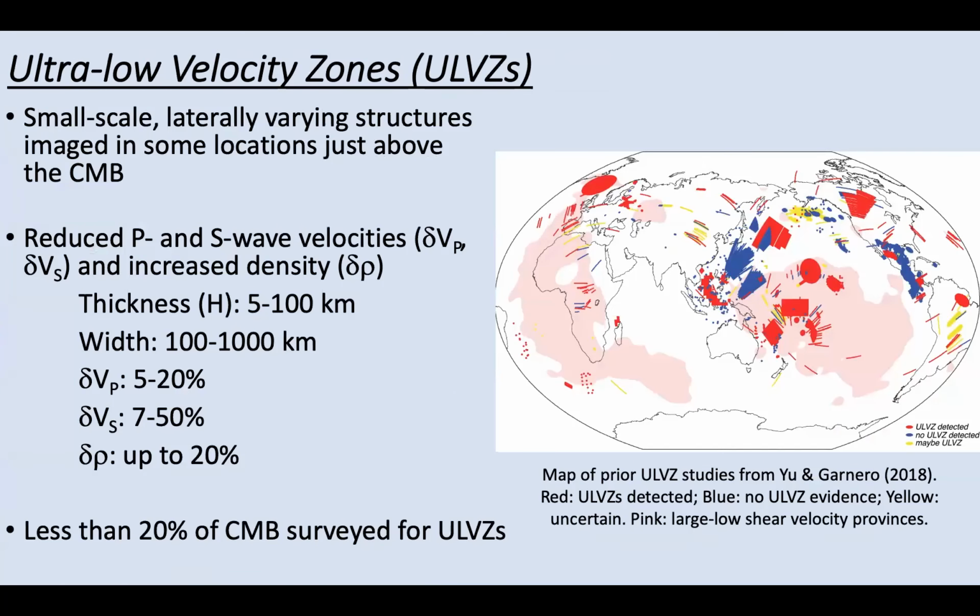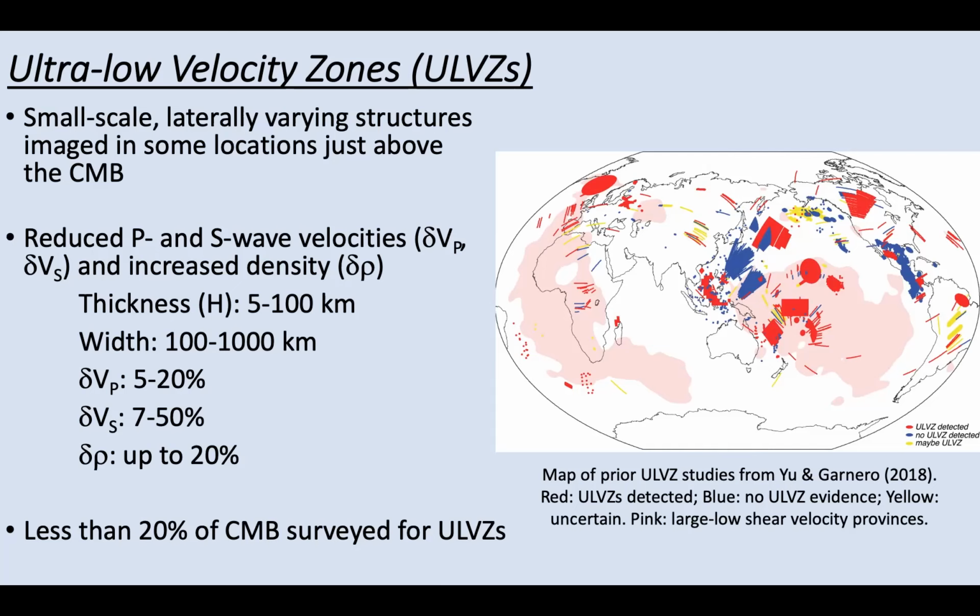Because you have such a major contrast at the core-mantle boundary, there are a lot of interesting features down there. But today we're going to focus on one particular type of structure, known as ultra-low velocity zones, or ULVZs. ULVZs are small-scale, laterally varying structures that have, at least in some locations, been seismically imaged just above the core-mantle boundary. And the map here on the right, which I borrowed from a 2018 paper by Yu and Garnero, illustrates the locations where prior ULVZ studies have been focused.